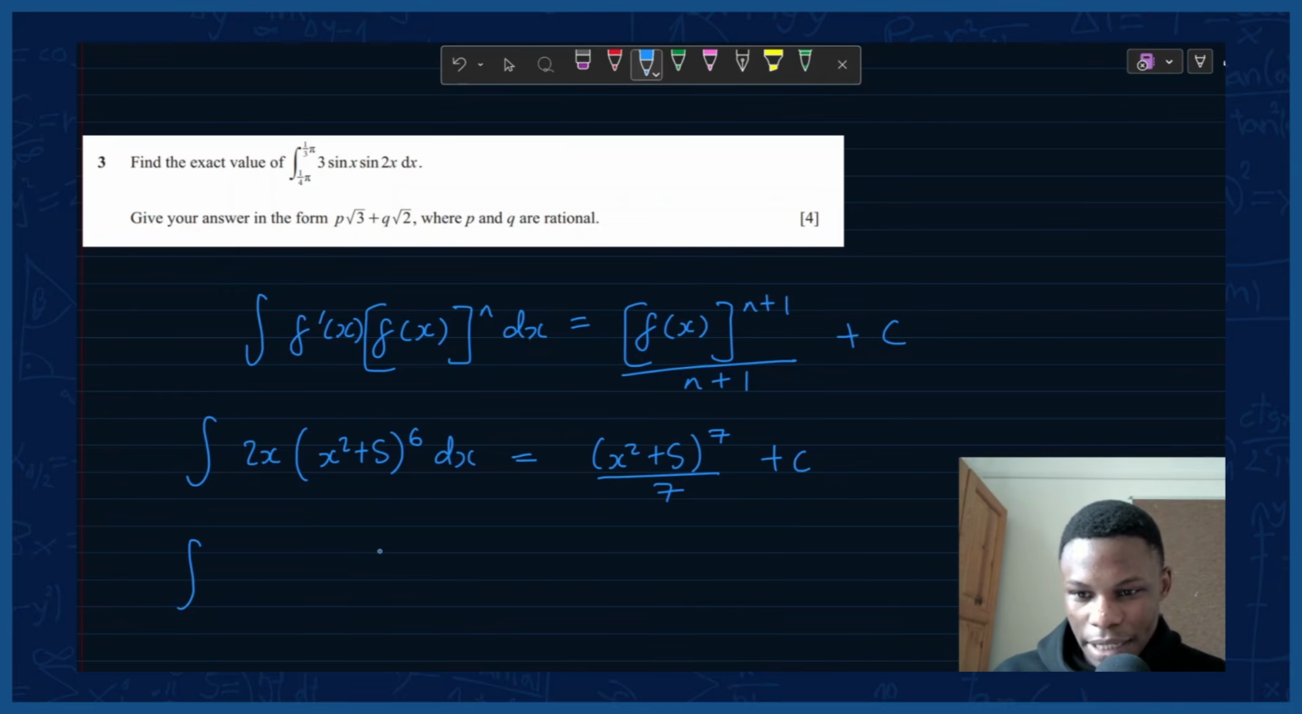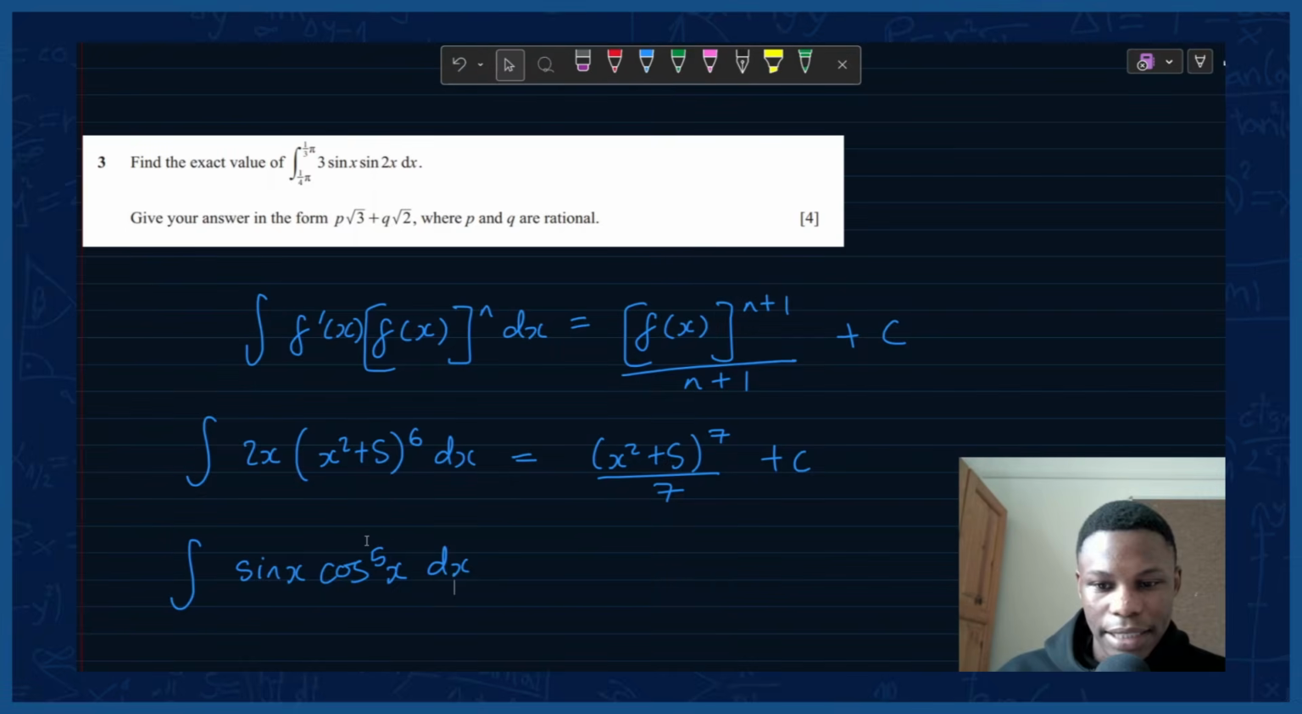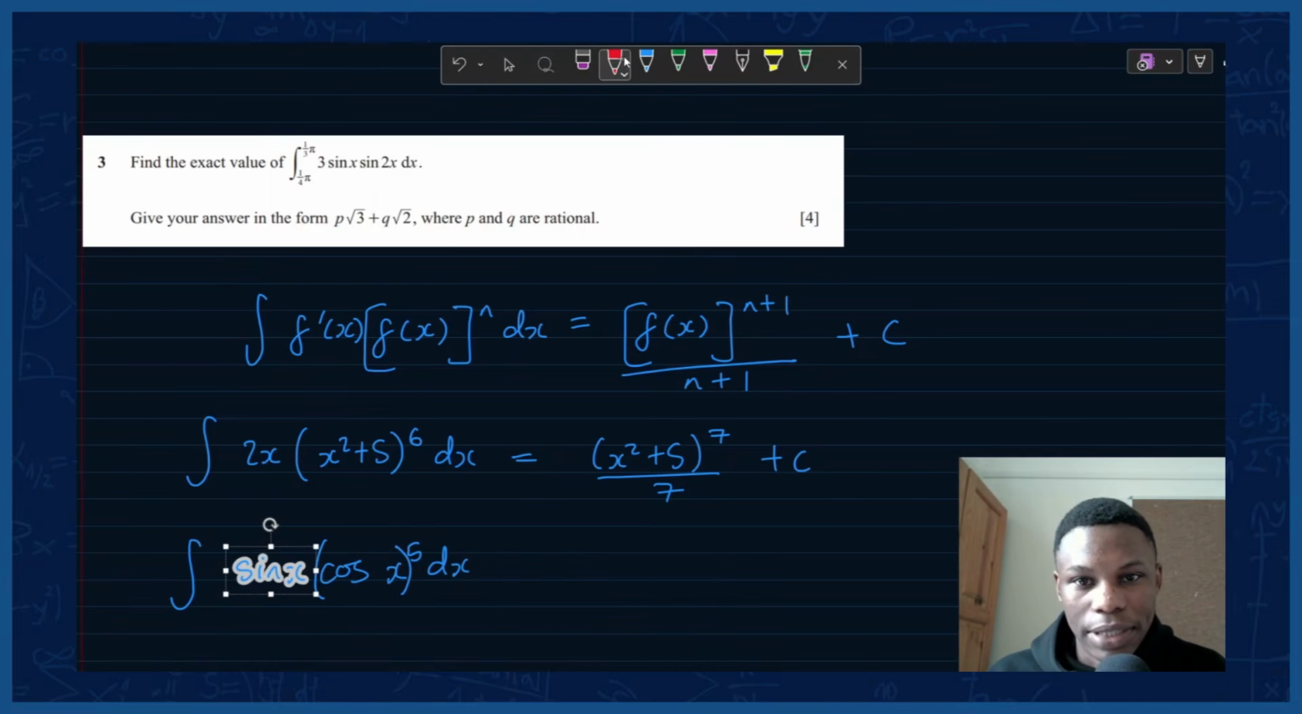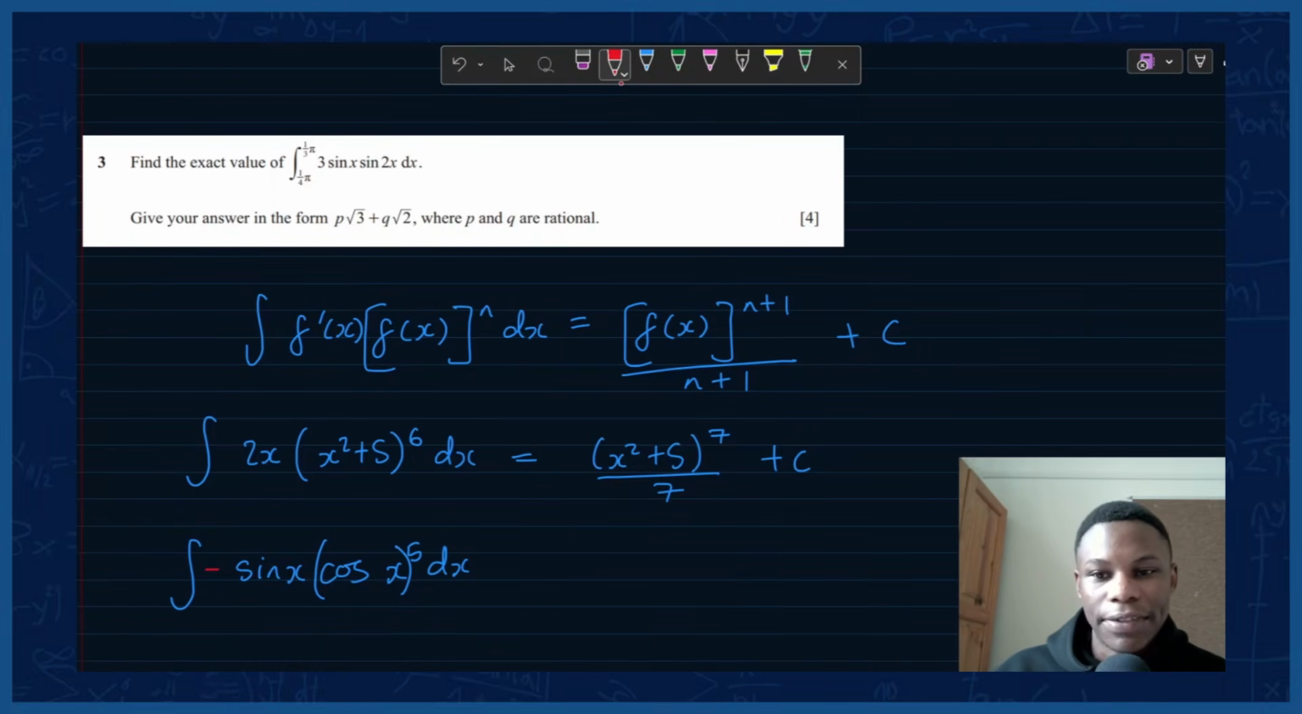Another example. If I have sine x and cosine of x, and let's say this is to the power of 5 with respect to x. I hope you can appreciate that it's just the general standard to put the 5 there, but cos to the 5 x simply means cosine of x all to the power of 5. So if I differentiate my cosine of x, I know I get negative sine. Here I have positive sine. So to get to that f prime of x, I must put a negative sign there.